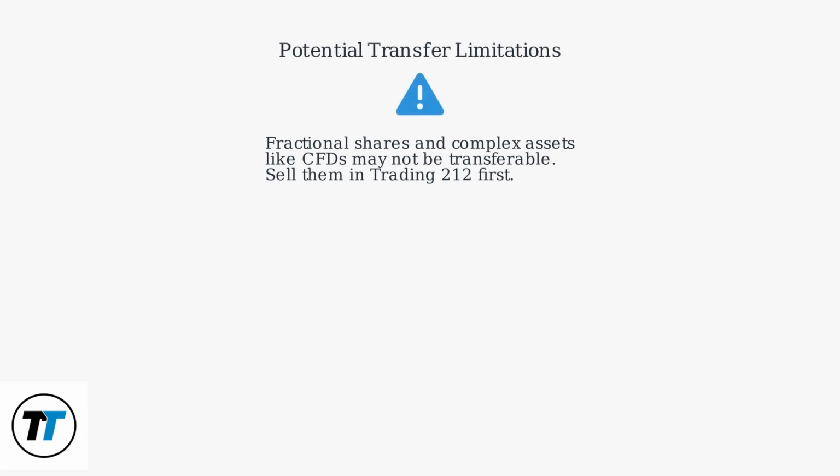Before transferring, be aware of potential limitations. Fractional shares and certain complex assets like CFDs or crypto positions might not be transferable to Interactive Brokers. You will need to sell these assets in Trading 212 before initiating the transfer to avoid complications.